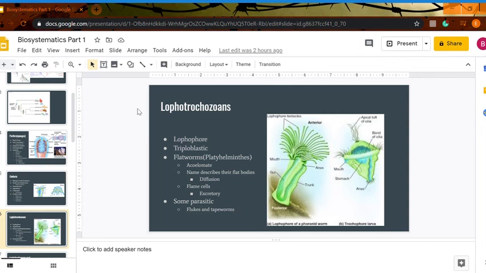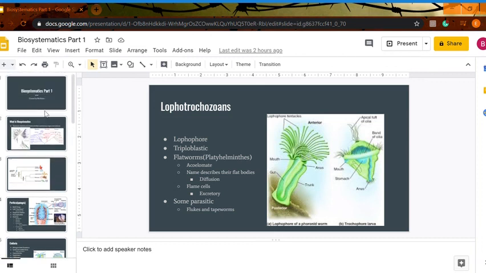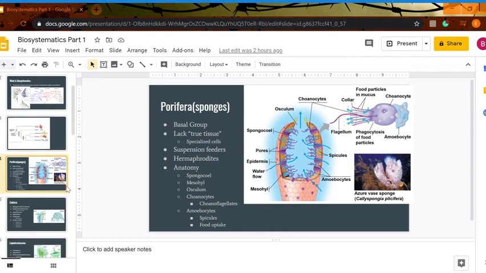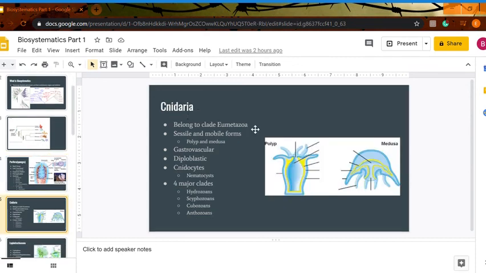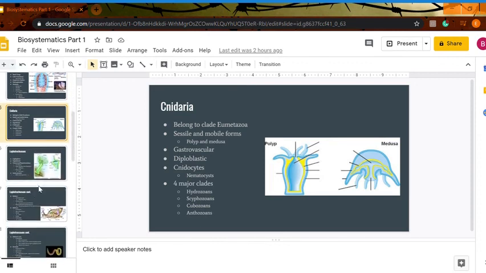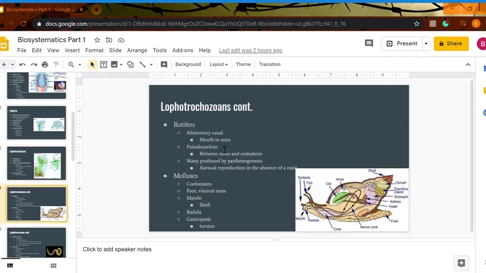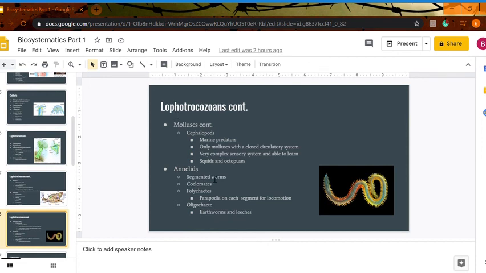So I'm just going to do a very quick recap of everything we learned today. So sponges, Porifera, basal group, they lack true tissue. Cnidaria, they have true tissue and they're diploblastic. Lophotrochozoans, they're named after the lophophore, they're triploblastic, one of which is the platyhelminths, flatworms, the coelomates. Rotifers, they're pseudocoelomates. Mollusks, they're coelomates. Cephalopods are the only mollusks that have a closed circulatory system. Annelids are segmented worms, they are coelomates.